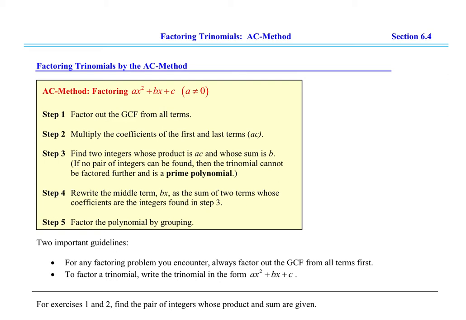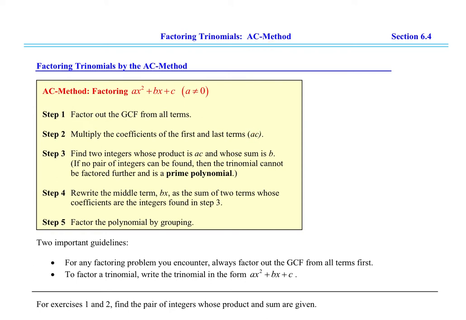The way we're going to do this is similar to last time, but you're always going to factor out a GCF first. When you're factoring, you're always going to look for a GCF first. There's not always one, but you have to look for it. And this is where it gets a little bit different. You're going to multiply the coefficients of the first and last terms, as in A and C. That's why it's called the AC method.